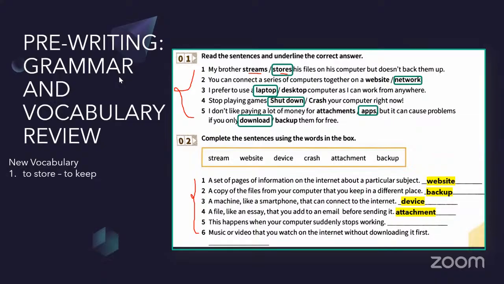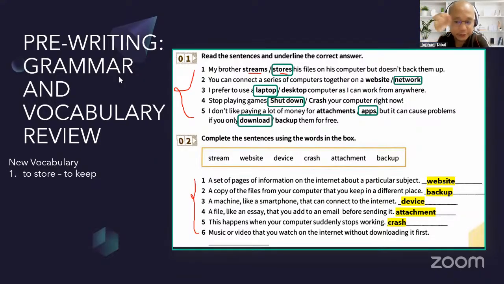Number 5. Steam. No, this happens when your computer suddenly stops working, it's crash, okay? Computer crash, yes. And lastly, music or video that you watch on the internet without downloading it, it's called stream, okay? Stream videos online, okay?